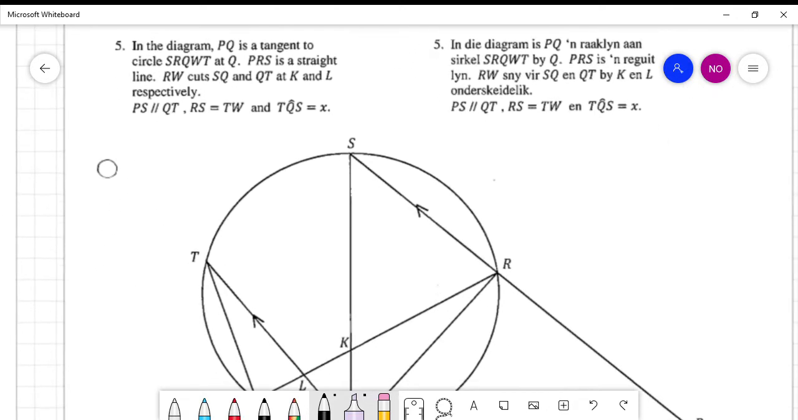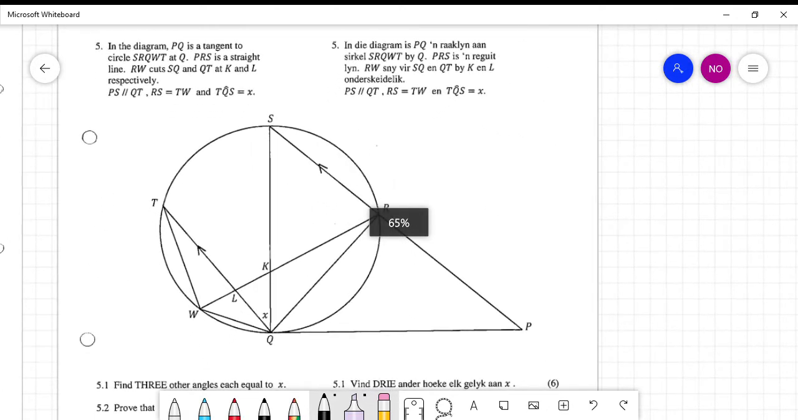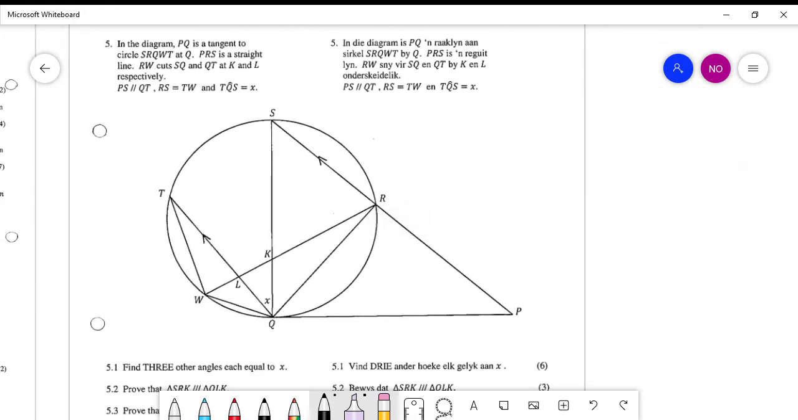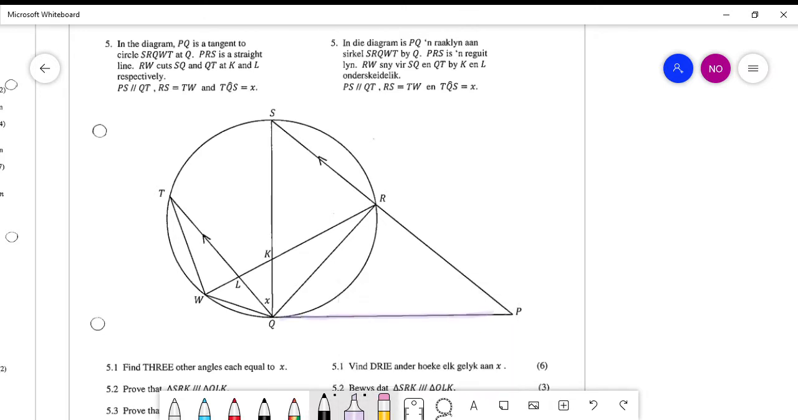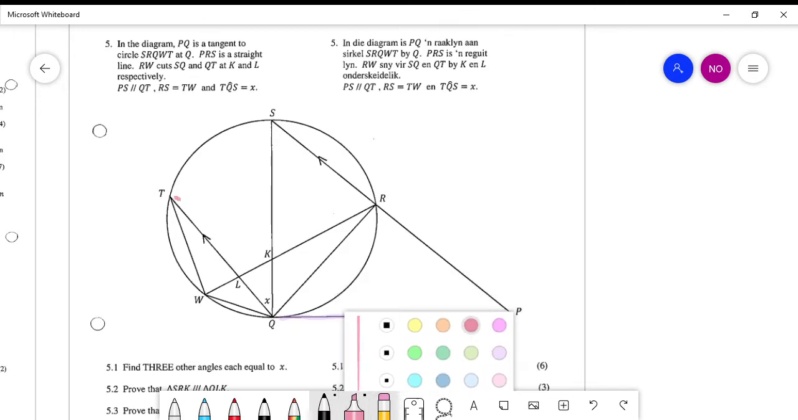Okay, hierdie ene begin met 'n bietjie graad 11 werk. So ons gaan saamwerk. Remember, start off by checking if all the information in the description is on your sketch. Help yourself. Okay, so dit sê in die diagram is PG 'n raaklyn. So we have a tangent down here. Good. By punt Q en PRS is die reguitlyn. RW sny vir SQ en QT by K en L onderskeidelik. Hulle gee vir ons daai stel parallelle lyne. So we have a set of parallel lines.